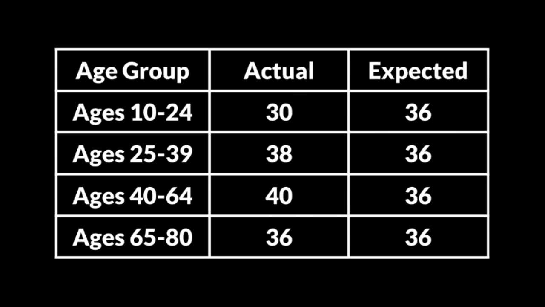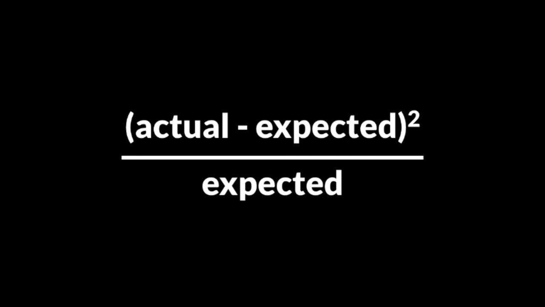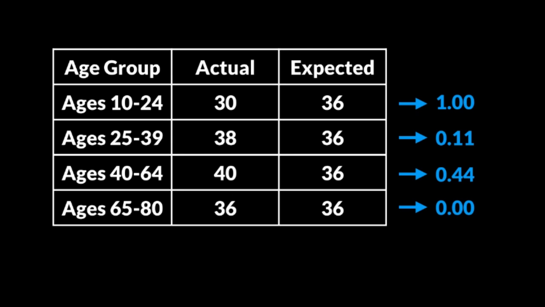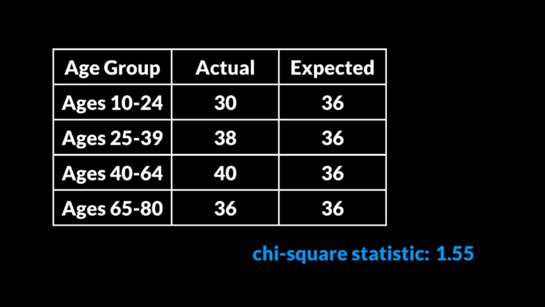Now you can calculate the chi-square statistic in part using this equation: actual minus expected squared all over expected. So if we used our table and calculated actual minus expected squared all over expected for each category, and we added up all these numbers, we would get 1.55, which is the chi-square statistic.